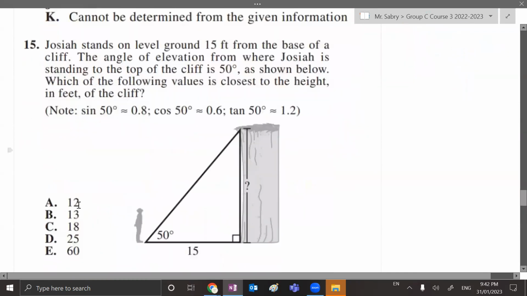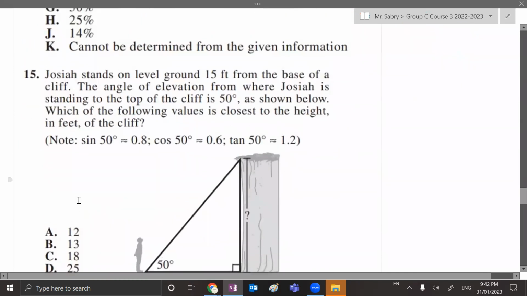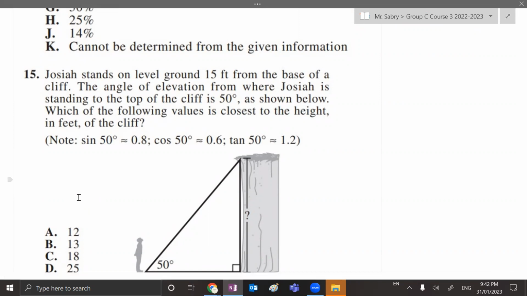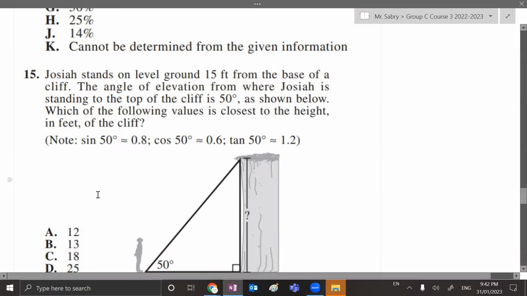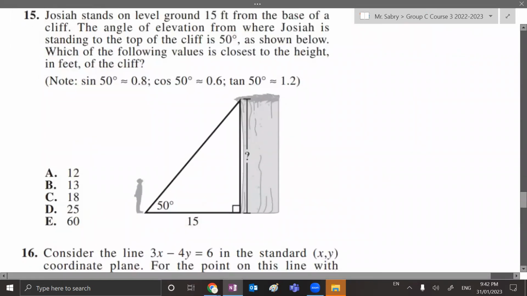Moving to 15. Josiah stands on level ground 15 feet from the base of a cliff. The angle of elevation from where Josiah is standing to the top of the cliff is 50 degrees, as shown below. Which of the following values is closest to the height in feet of the cliff? So they need this measure here. And you're already given a hint here: sines or cosines or tans.